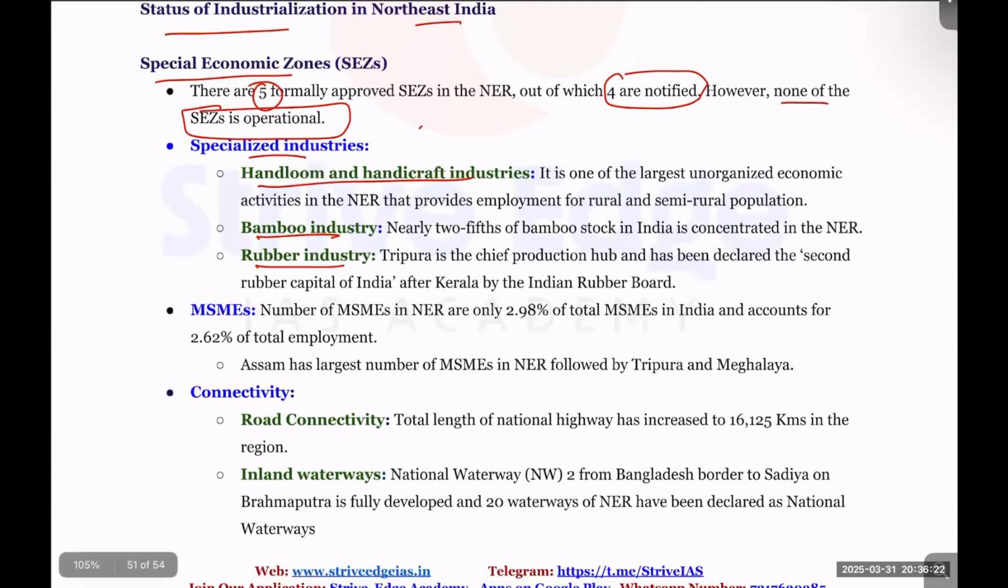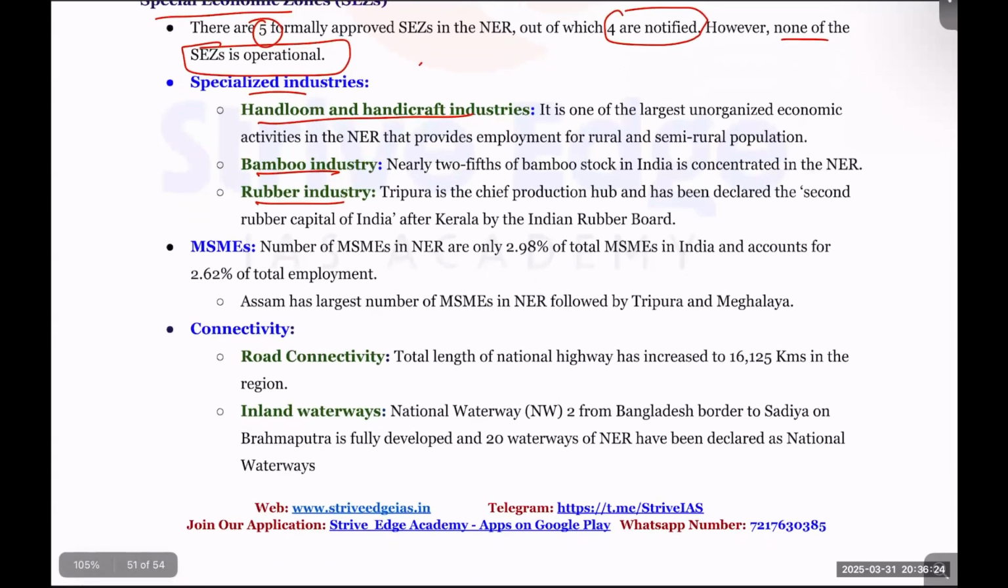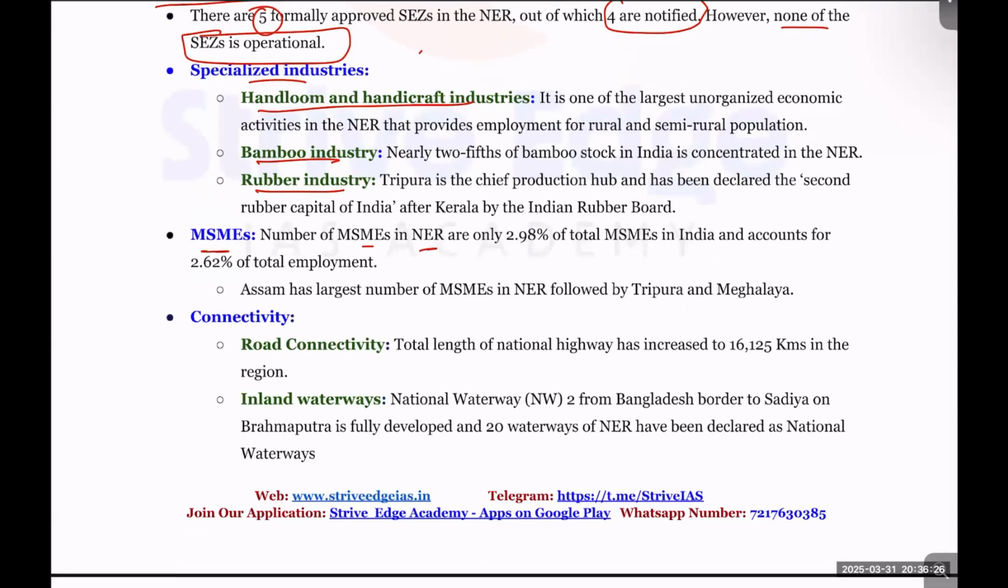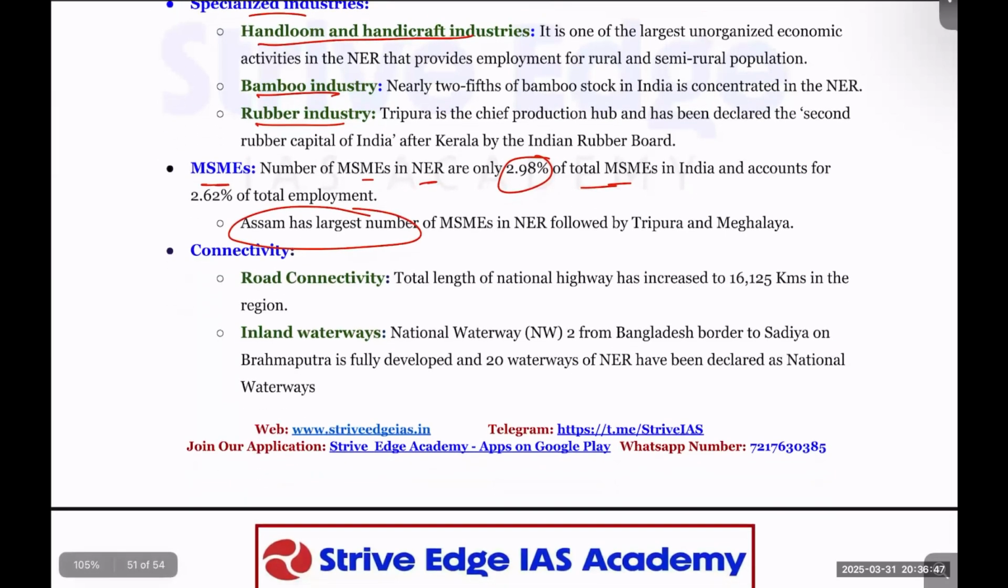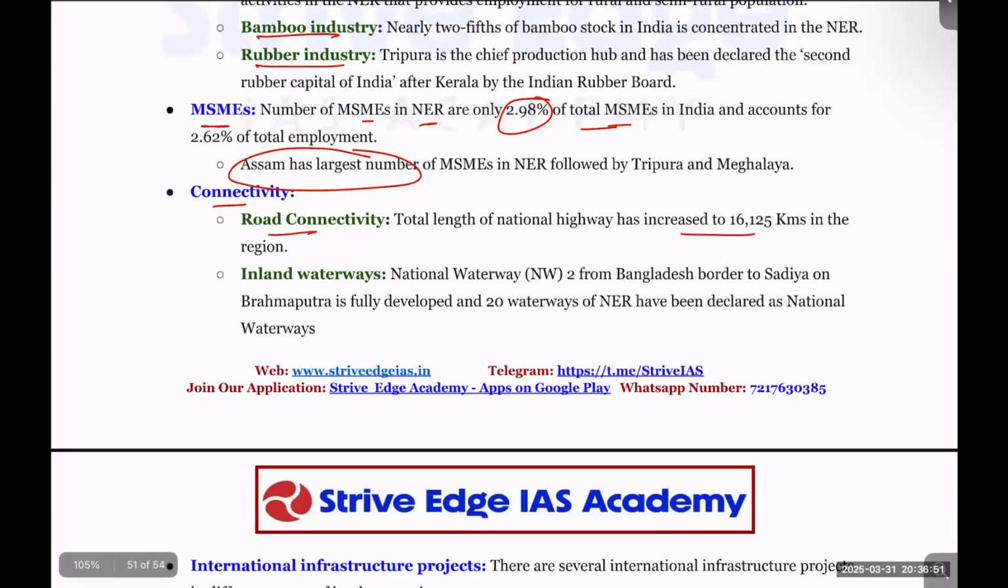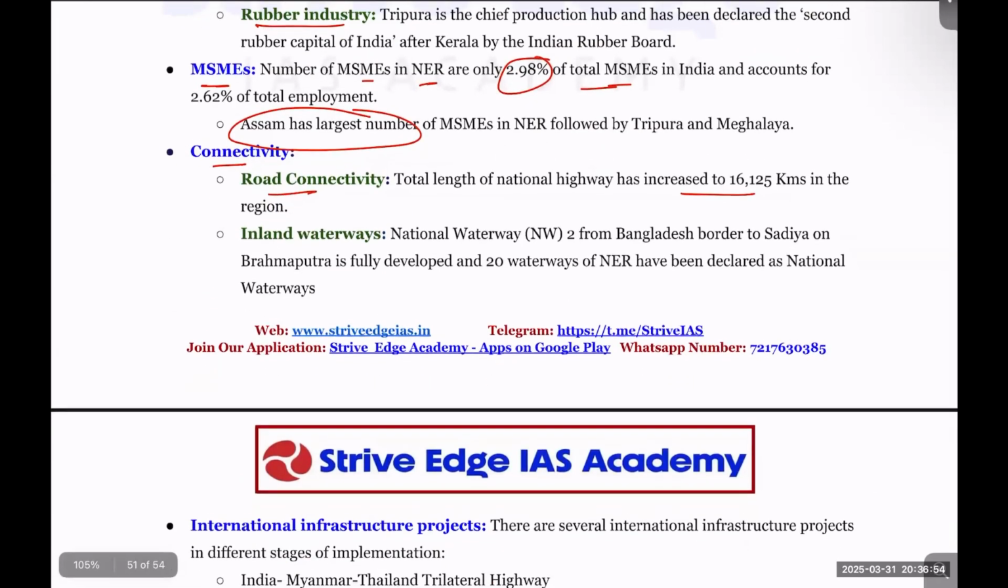Right. Now, MSMEs in the Northeast region are only 2 or 3% of the total MSMEs in India. So that shows that in the Northeast region, there's a high urgency to increase industrialization in that area, right? Assam has the largest number of MSMEs in the Northeast region. Road connectivity was low, but it has been increased to 16,000 recently.